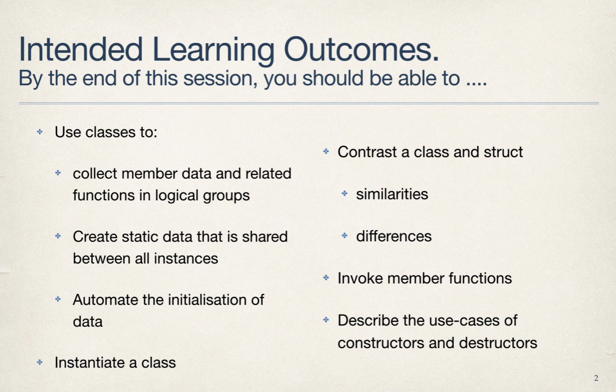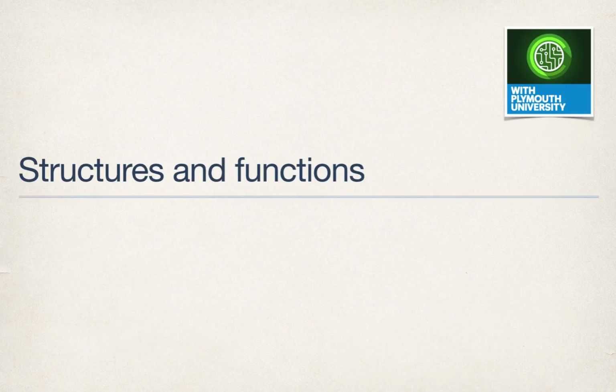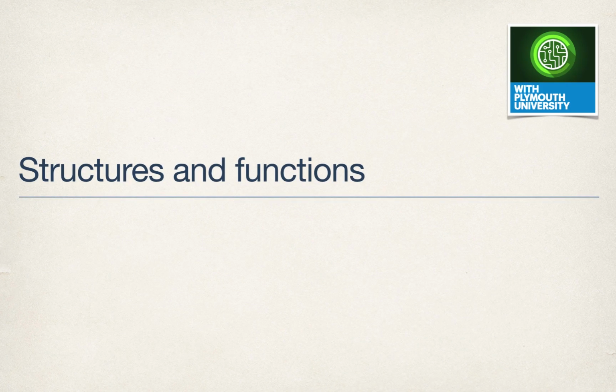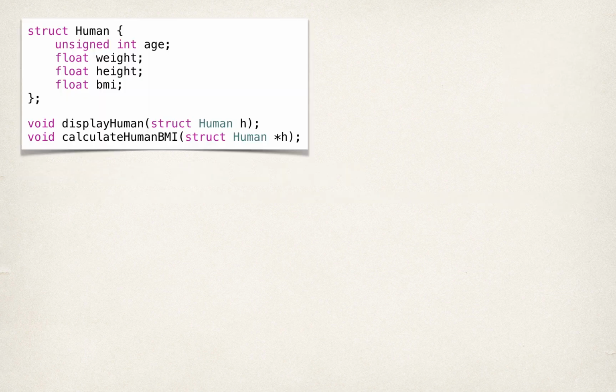So let's look at first of all structures and functions and how we would use C to build an API along the lines I've just said, and then look at how a C++ struct or class can automate some of the boilerplate code that we would otherwise have to write ourselves. Okay, so let's start with the familiar example of a human, struct human.